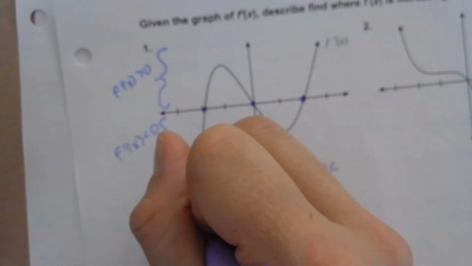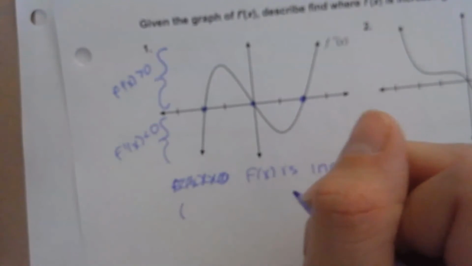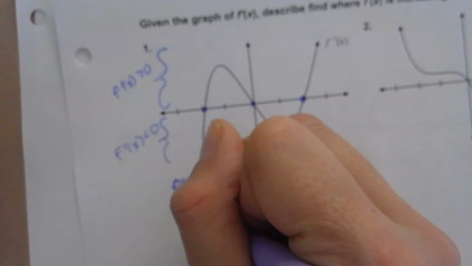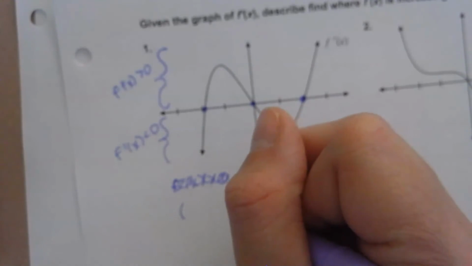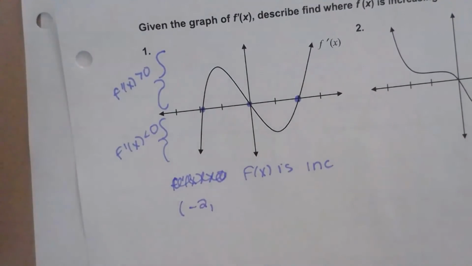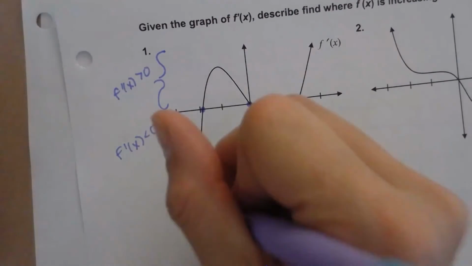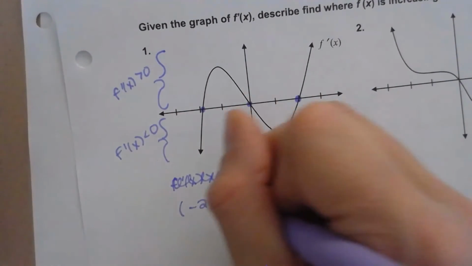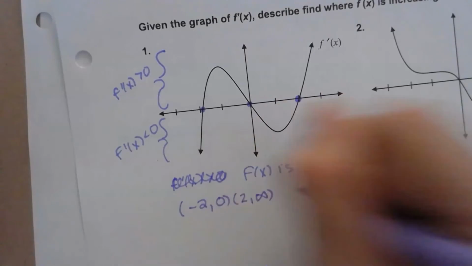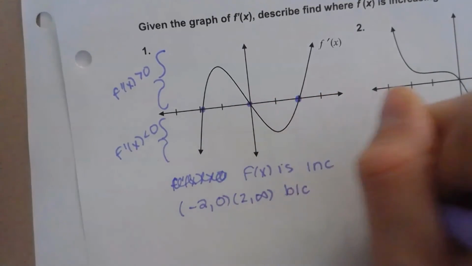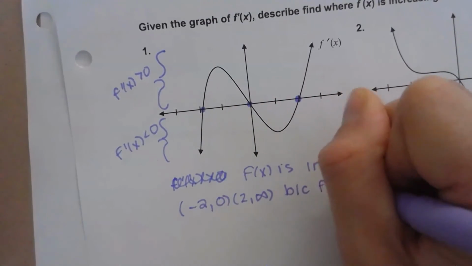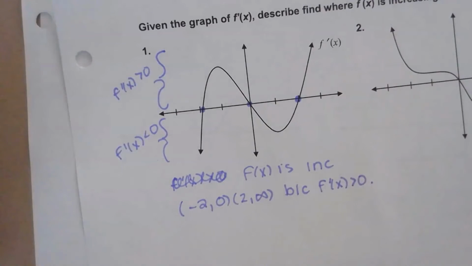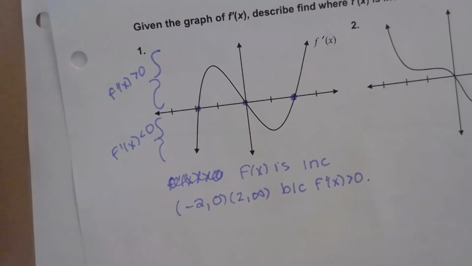on the interval, I start with negative 2. I just assume it's at negative 2. Microsoft Word's not always my friend. Negative 2 to 0 and 2 to infinity, because f prime of x is greater than 0. Excellent. Can we just put f prime of x is positive?